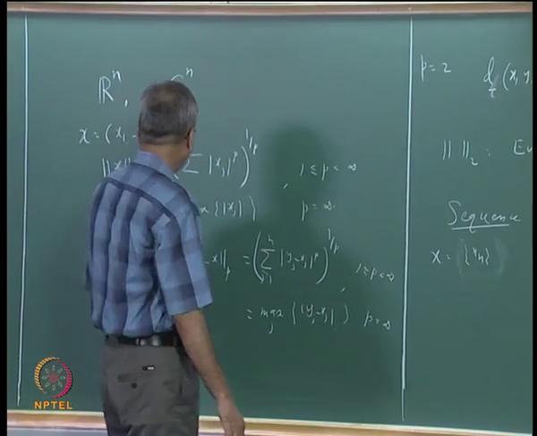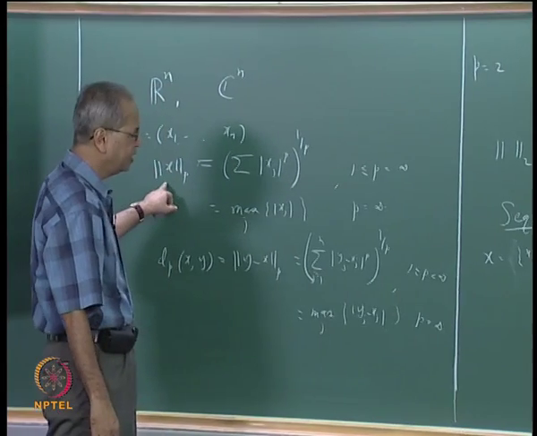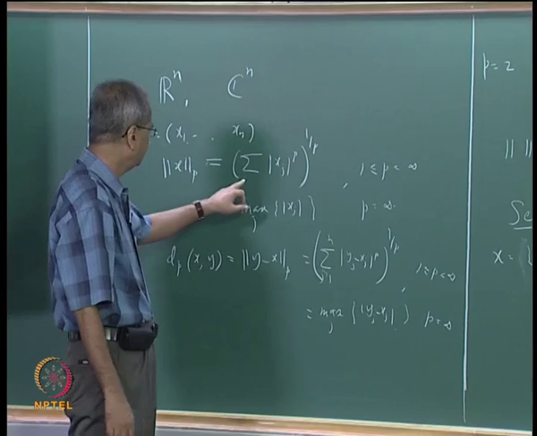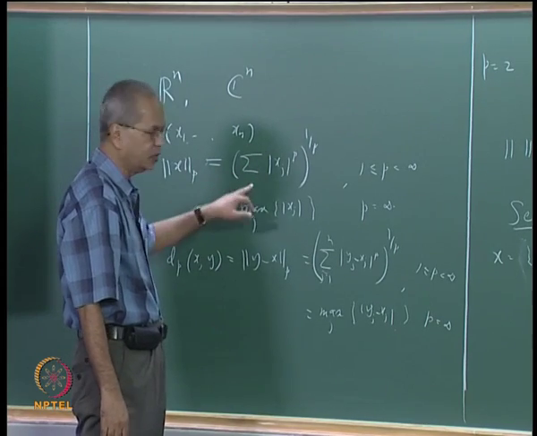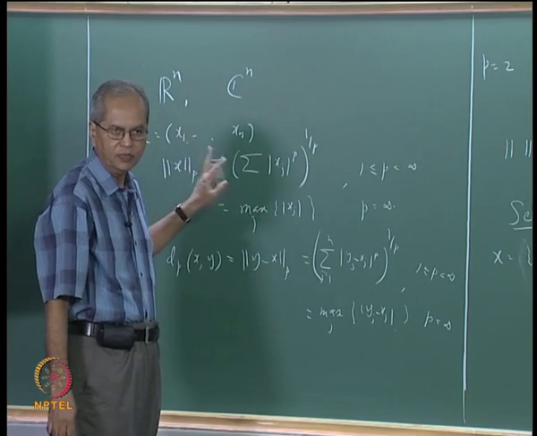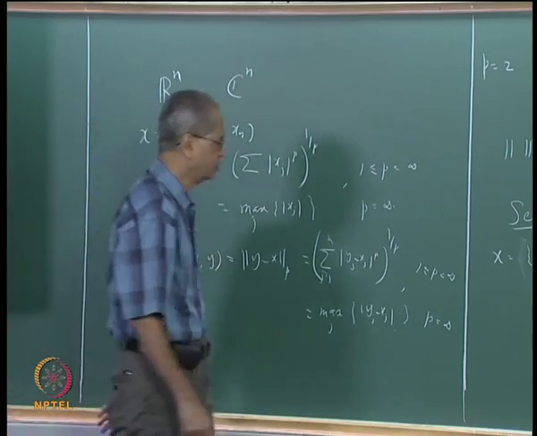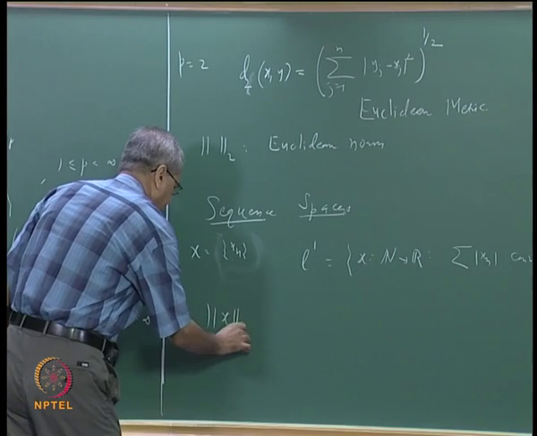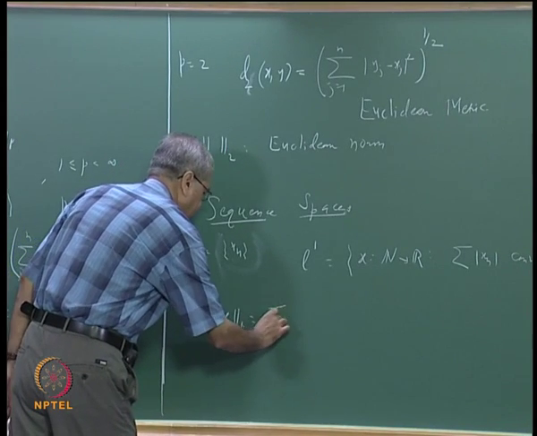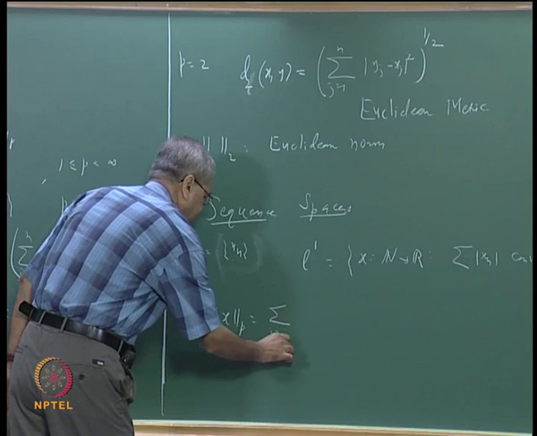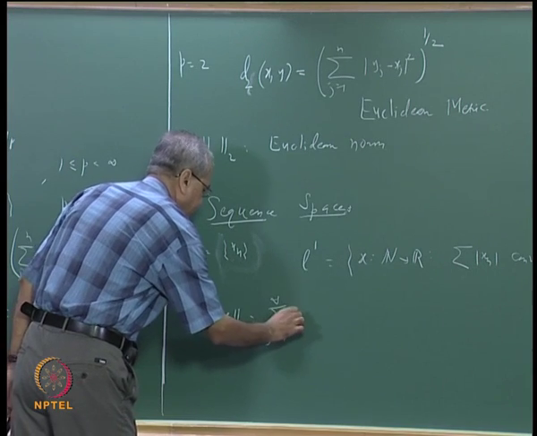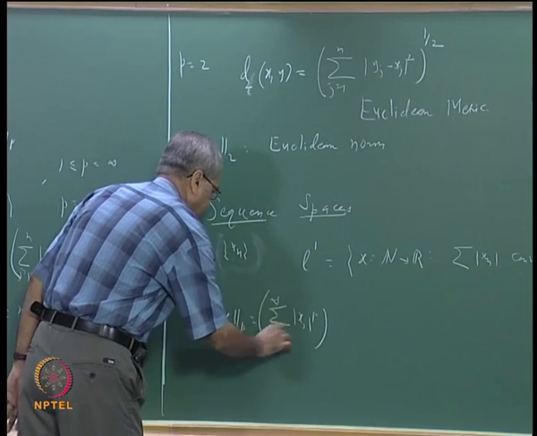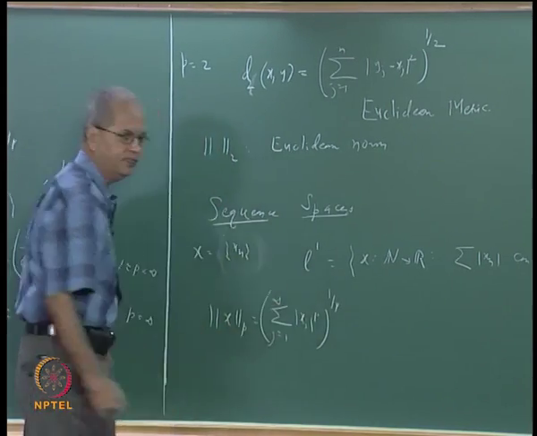Now in a similar way as we have done here, we can define norm suffix p. Only thing is that now the sum, instead of j going from 1 to n, j will go from 1 to infinity. So let us now define norm suffix p of x as, in the same way, sigma j going from 1 to infinity |xj| to the power p, whole thing to the power 1 by p.